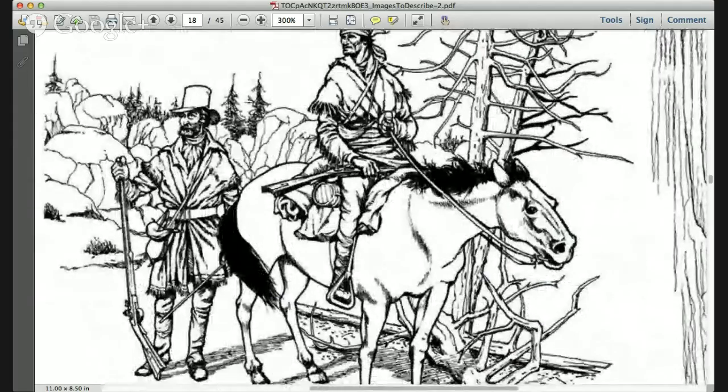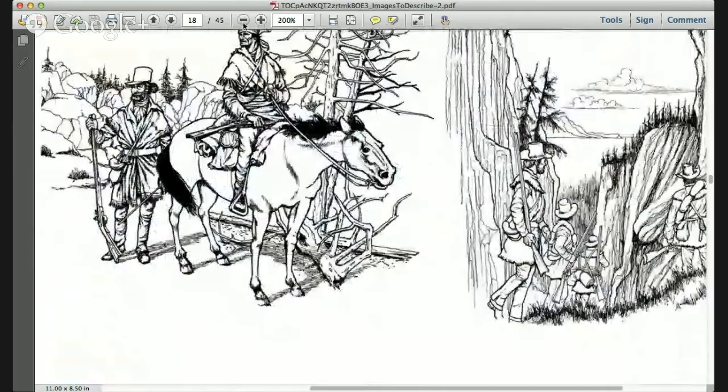There's two men here. What is the man wearing who is standing? Anyone can answer. A coat? Yeah, some sort of coat or jacket. What else? What's on his head? It's a hat. Yeah, it's a certain kind of hat, called a top hat. And what is he leaning on right here? His rifle. Yes, he's leaning on a rifle. Okay, very good. Yeah, zoom out.